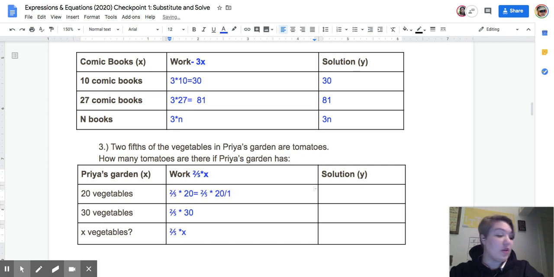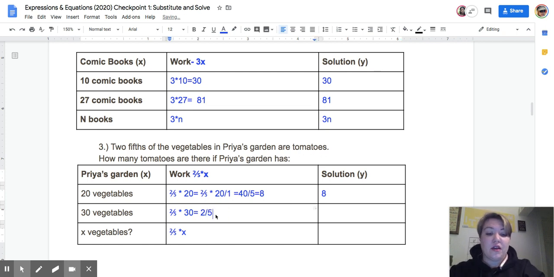1, you've got it. So then we multiply numerator times numerator. 2 times 20 is 40. 5 times 1 is 5. 40 divided by 5 is 8. There are 8 tomatoes.